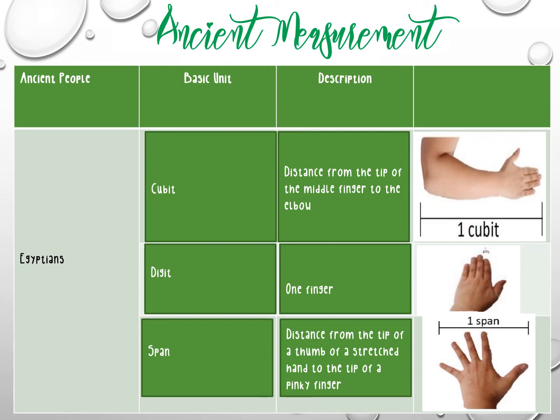So the body parts being used during this time can lead to confusion as the measurement varied from one person to another. For example, I am a woman and my hands are small. So, if I use the span, when I say one span, my one span is short compared to men who have big hands. That is why confusion arises. Okay? So, due to this situation, many standards of measurements were developed.